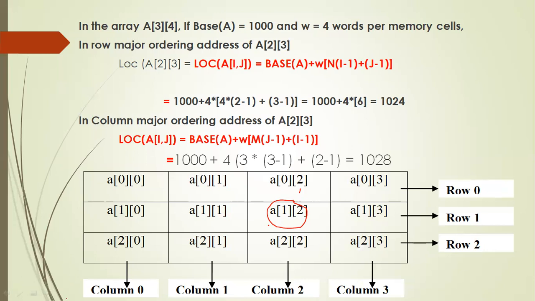In the case of row major ordering, the elements are stored in this fashion: A00, A01, A02, A03, then A10, A11, A12, A13, then A20, A21, A22, A23. Whereas in the case of column major ordering, it is stored like this: first A00, next A10, next A20. The next three locations are reserved for A01, A11, A21. The next three are reserved for A02, A12, A22, and the last three locations are reserved for A03, A13, and A23.